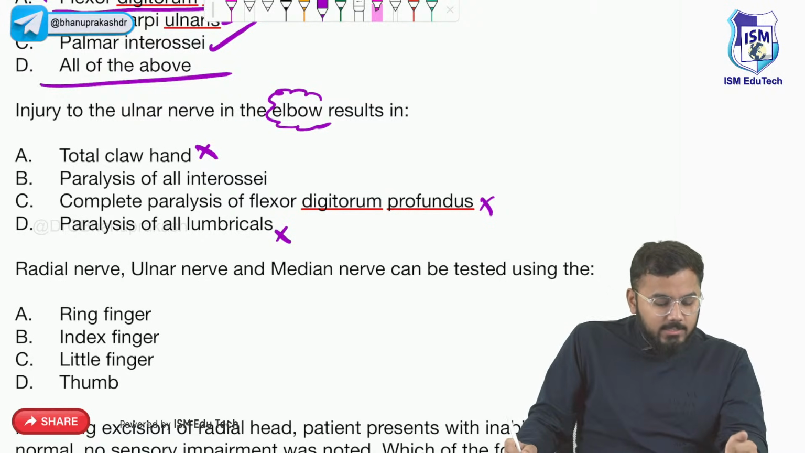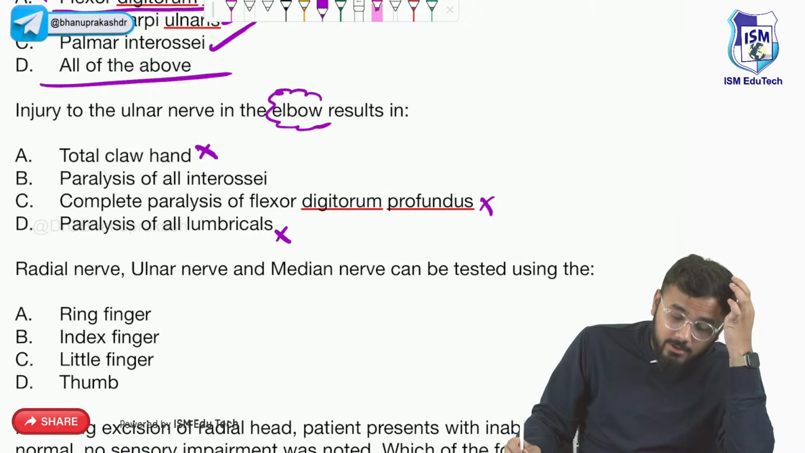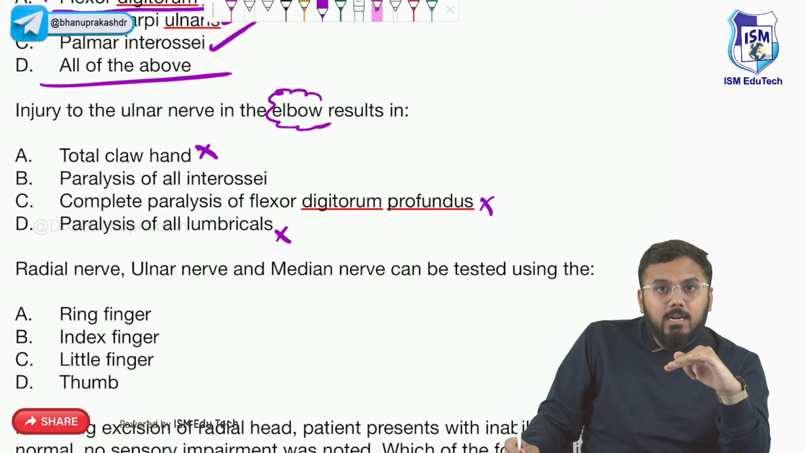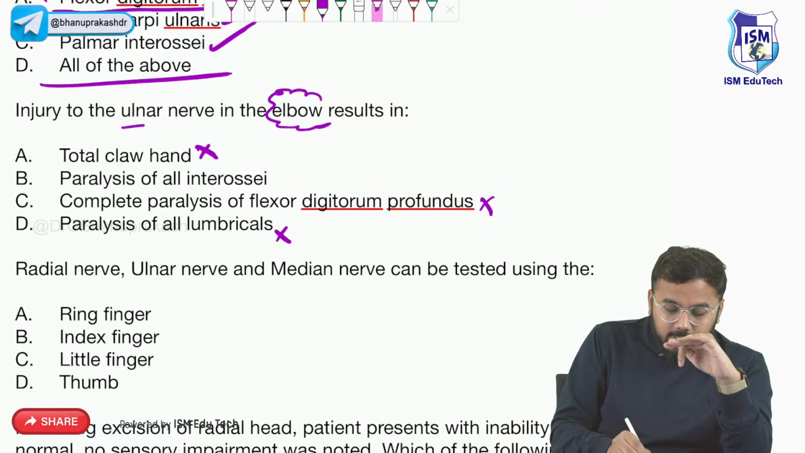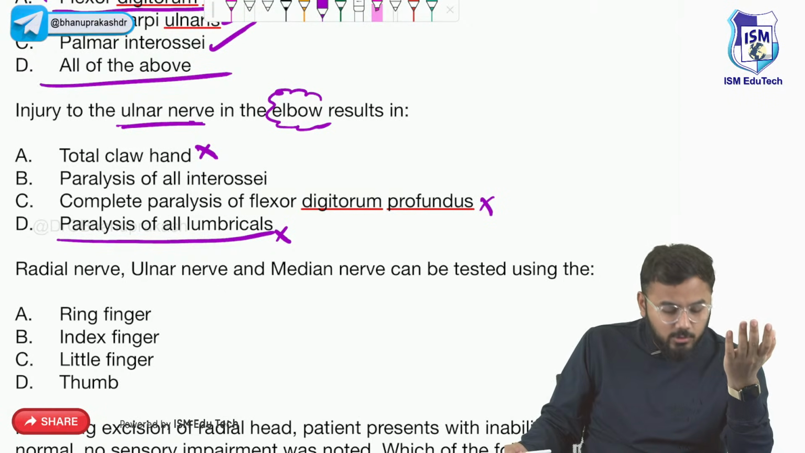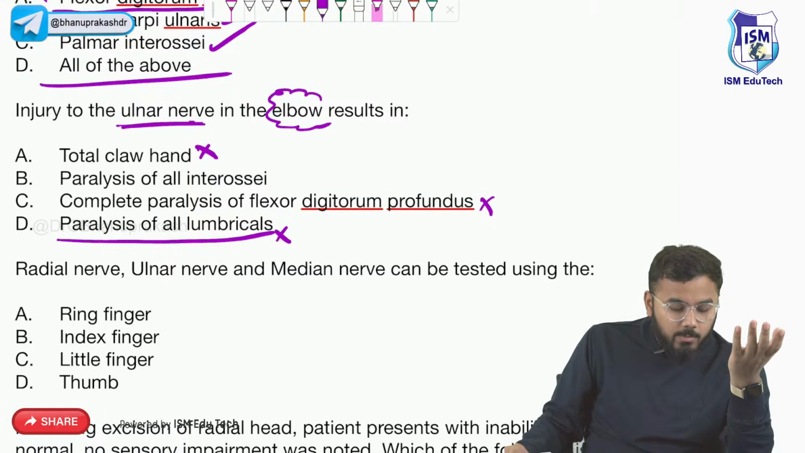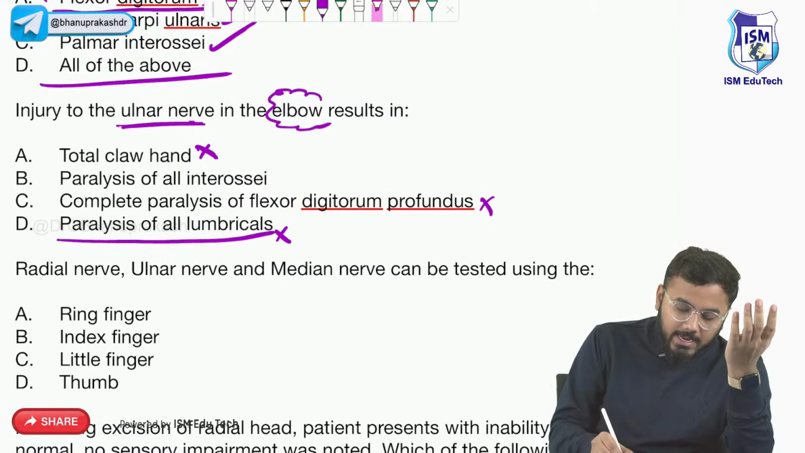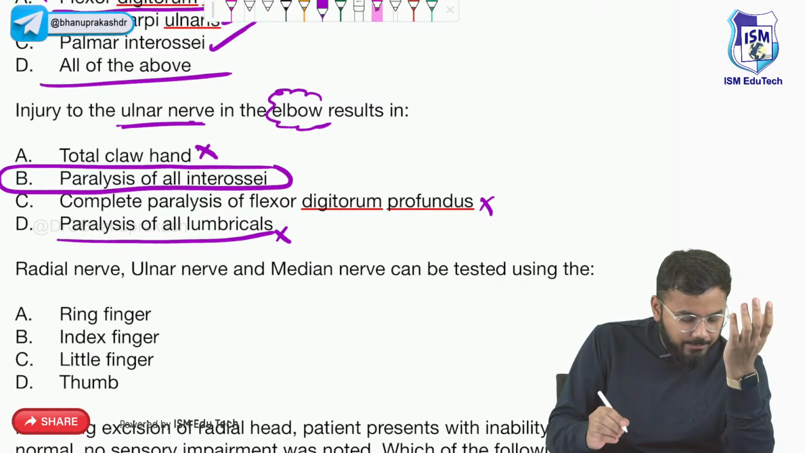Why are you answering D? Not D. Lumbricals. First two lumbricals are median nerve. Second two lumbricals are ulnar nerve. Here they said that if ulnar nerve is injured, all lumbricals will be paralyzed. No. There won't be paralysis of all the lumbricals. There will be paralysis of all interossei. Okay. Very good.